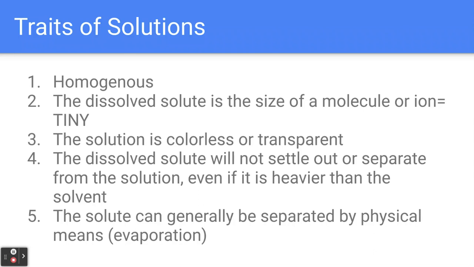The solution is colorless or transparent, so a lot of times it will be completely clear and you can see through it, but sometimes it does have a color to it, kind of like Kool-Aid. It has a color to it, but you can still see through it.